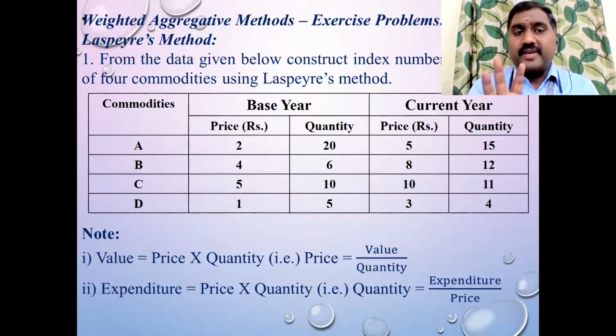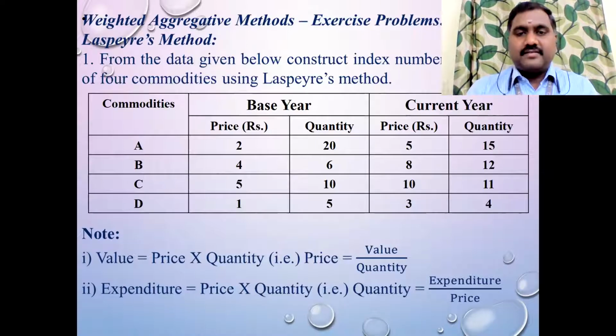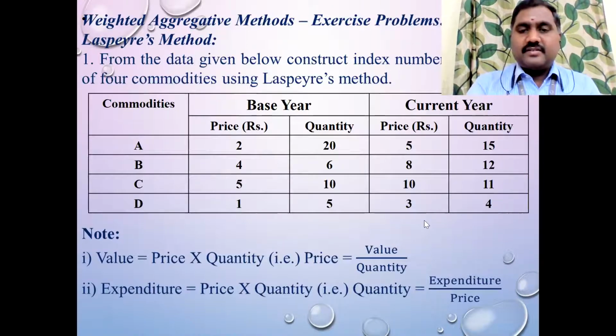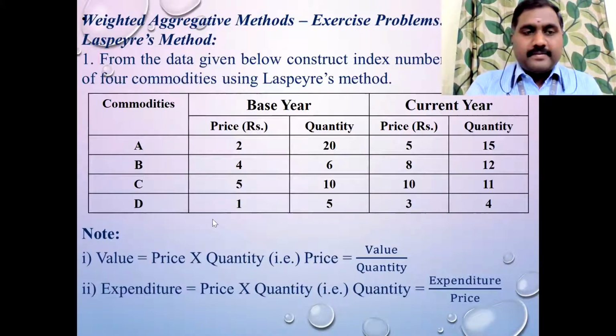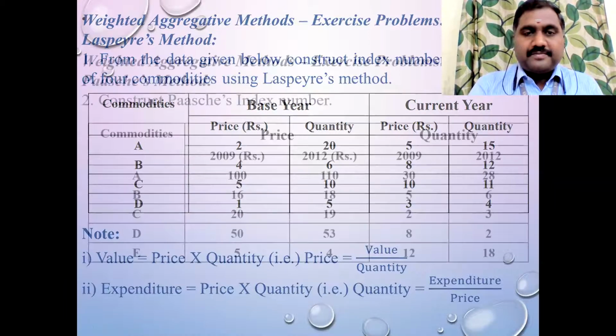Because in some problems, don't expect that you will get the direct value. In some problems they will give, instead of quantity, value and price. Or instead of price, they will give only value and quantity. You have to calculate the remaining part. Any doubts? Is it clear why the note is given here? Shall we move on to the problem?